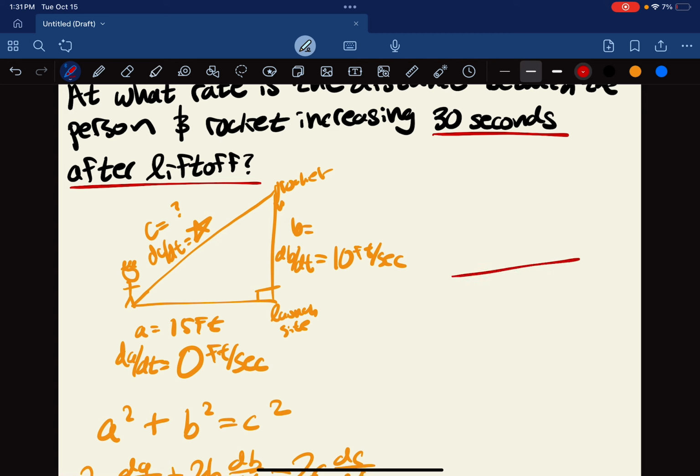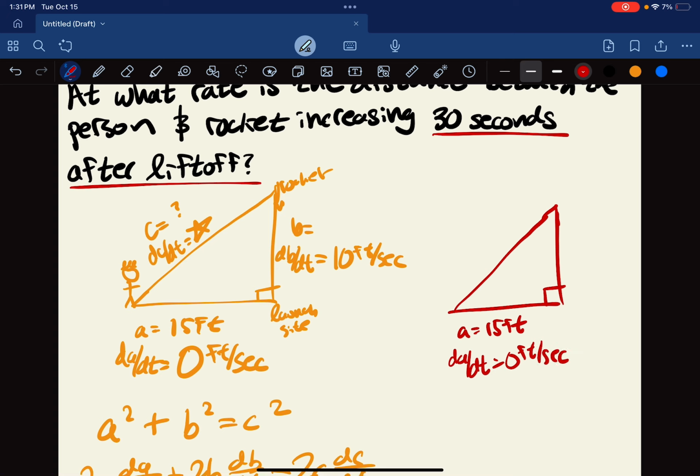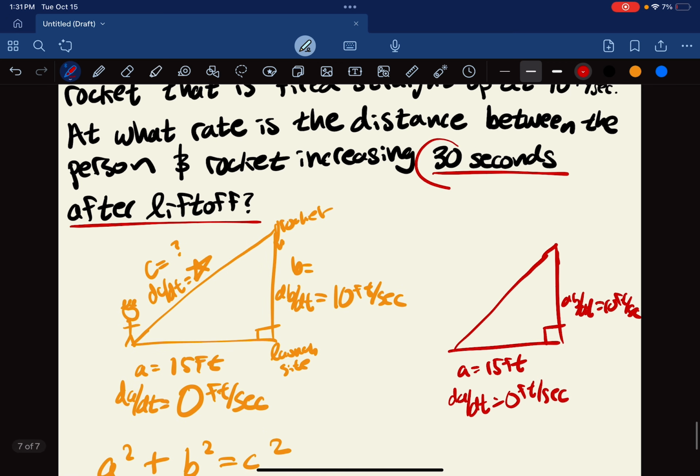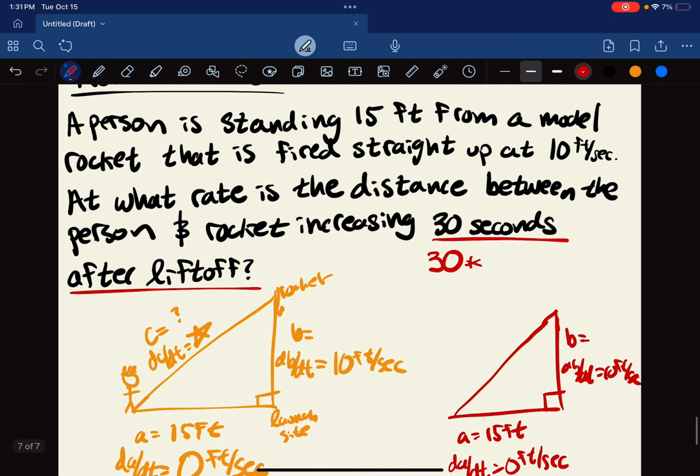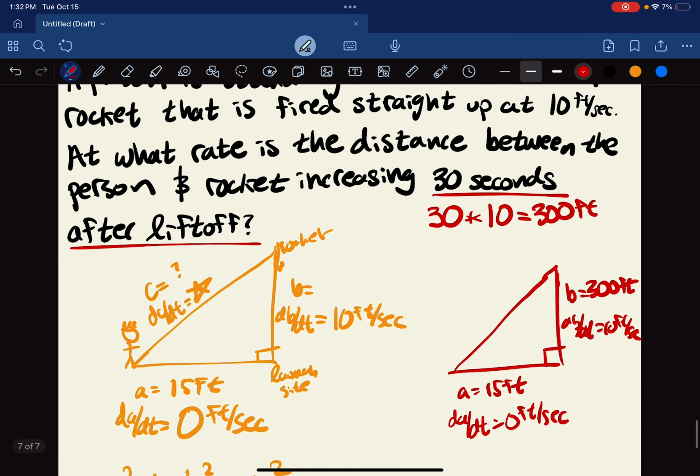And then we can go and make our instance triangle. After you take the derivative, at this point, you can start thinking about your instance triangle. Same exact triangle. A is still 15 feet. Person is still not moving, so these two things stay the same. The rocket is still going up at 10 feet per second, but we're talking about 30 seconds after liftoff. So if this rocket has been going up for 30 seconds at a rate of 10 feet per second, then 30 seconds after liftoff, it's 300 feet in the air. So our B is 300 feet.